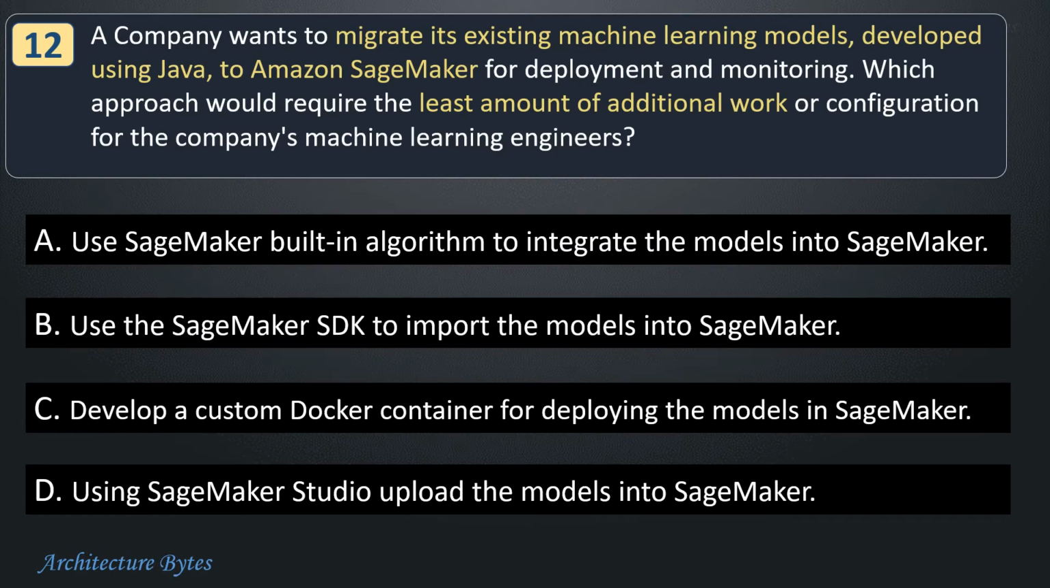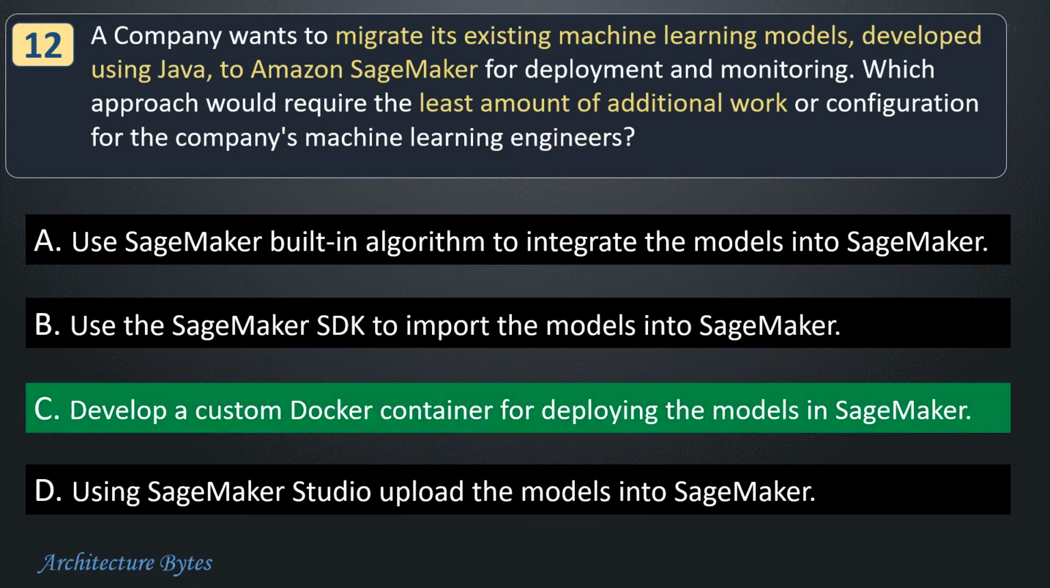A company wants to migrate its existing machine learning models developed using Java to Amazon SageMaker for deployment and monitoring. Which approach would require the least amount of additional work or configuration for the company's machine learning engineers? Our options are A, use SageMaker's built-in algorithm to integrate the models into SageMaker. B, use the SageMaker SDK to import the models into SageMaker. C, develop a custom Docker container for deploying the models in SageMaker. Or D, using SageMaker Studio, upload the models into SageMaker.